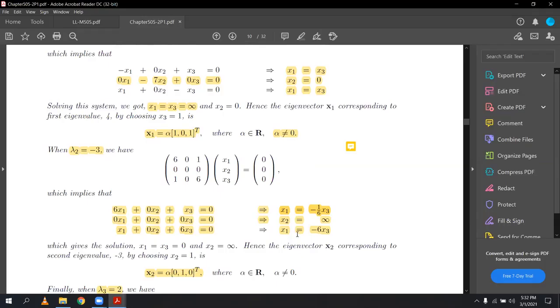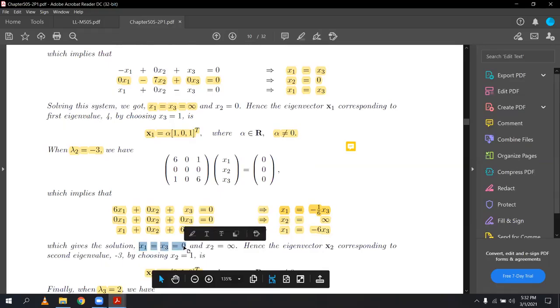Then we are left with x1 equal to -1 over 6 x3, and x1 equal to x3. This is only possible when they have the value 0, otherwise there is no chance they are equal. So it means your x1 and x3 are equal to 0, and x2 equal to any number you can choose.